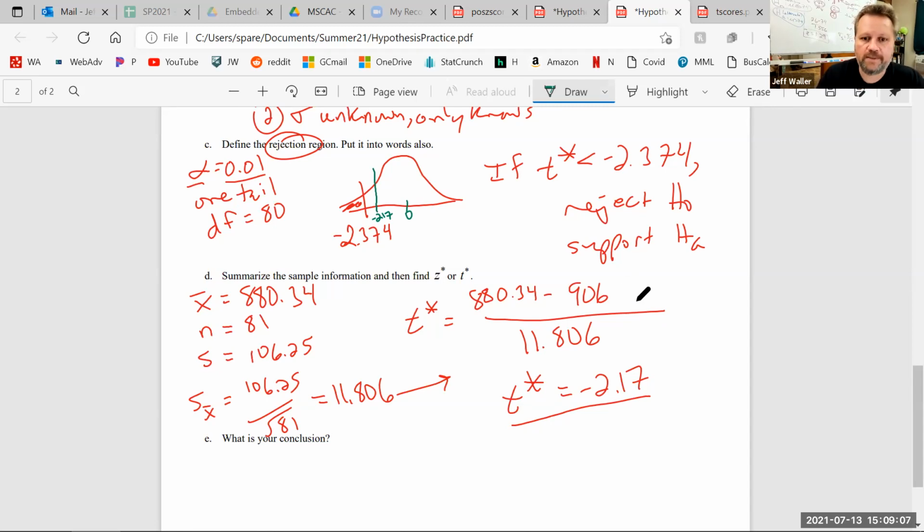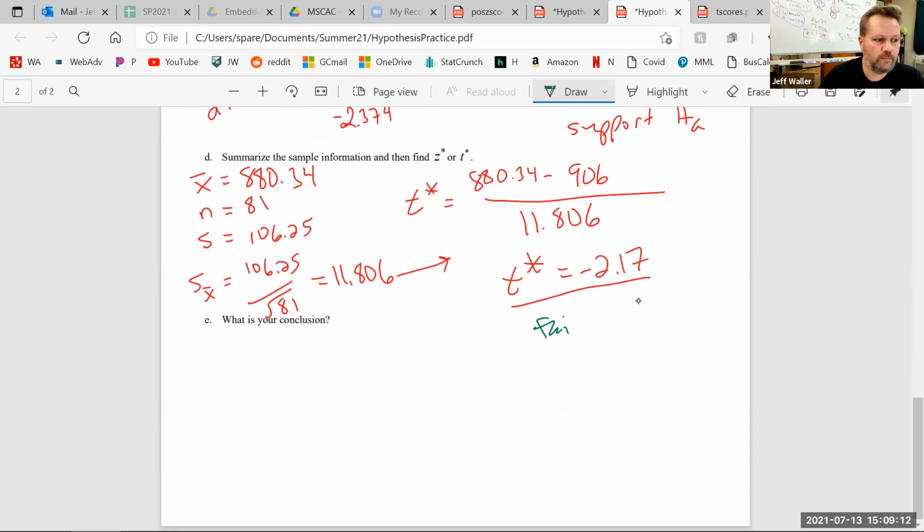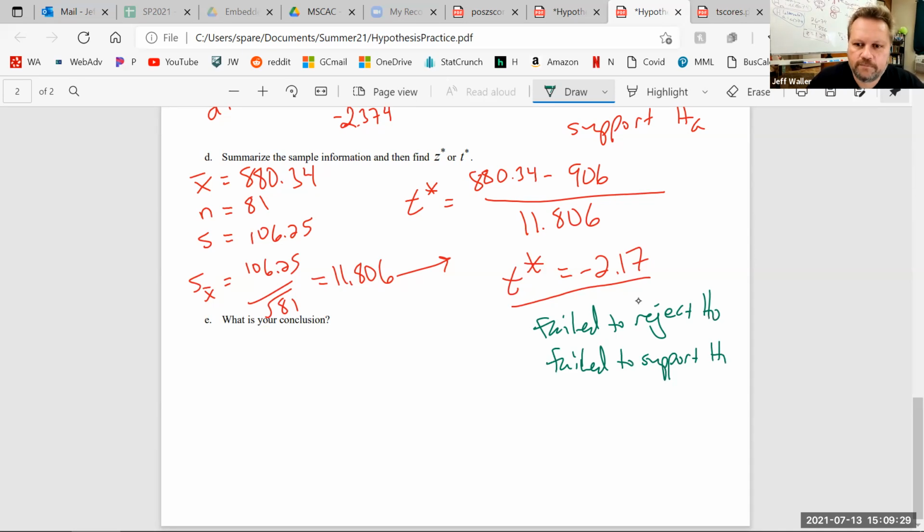Failure in this problem does not mean you did it wrong. It's a possible outcome. We failed to do what? Reject H0. Good. We failed to reject the H0, and we failed to support the Ha. That's right. Because we didn't make it far enough away to reject the null, so of course we failed to reject it.